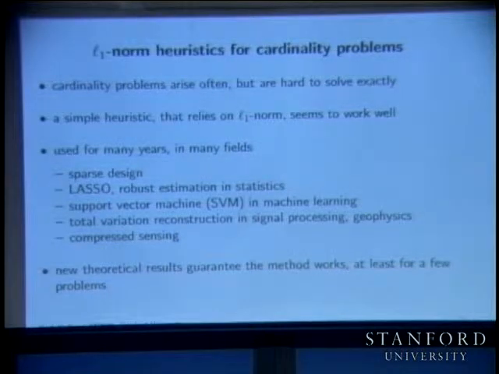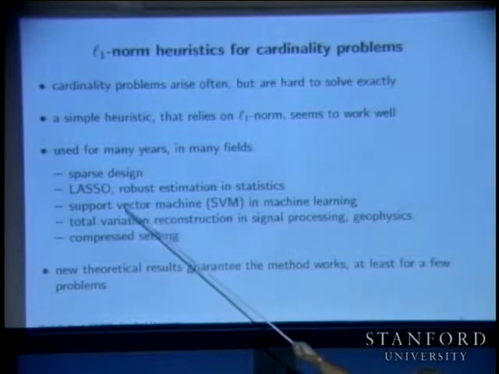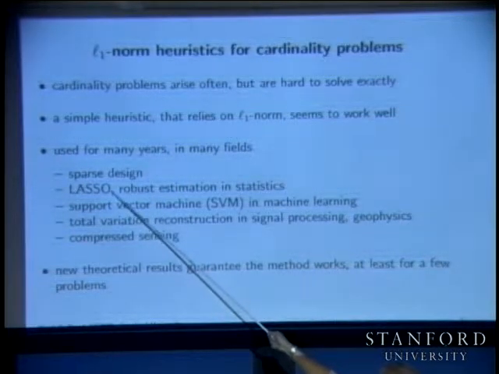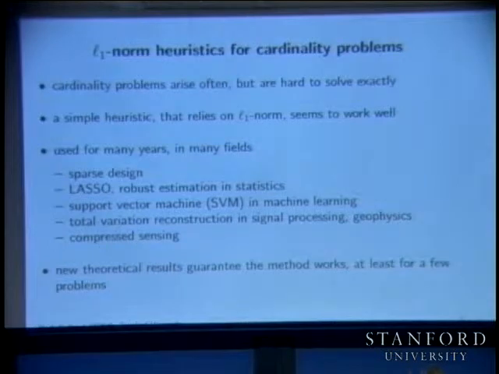It's been used for a long time in engineering design, and we'll see where that comes up. It's been used in statistics. Again, there's a Stanford connection, because the originators of this are at Stanford. It's also related to robust estimation in statistics, which goes into the 70s. Support vector machine in machine learning is from maybe the early 80s.